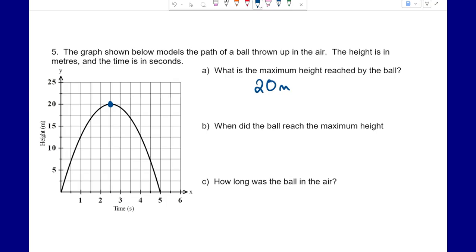When did it reach the maximum height? So that we want the time. So when did this happen? Well, this happened right here at this x value, or 2.5 seconds. How long was the ball in the air? Well, if it launches here from a height of 0 and then lands, or has a height of 0, what's that distance? That is 5. So that is 5 seconds. That's how long the ball was in the air. So all this is just looking at is just making sure that we can read a graph and understand what it's asking us for.